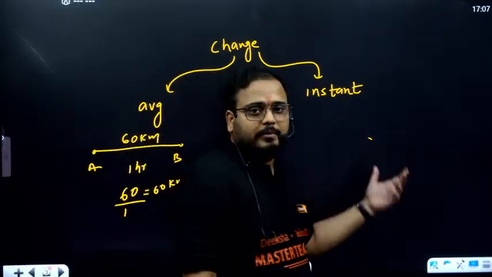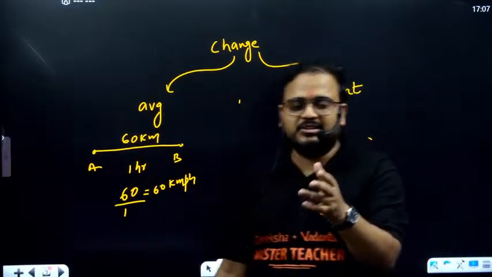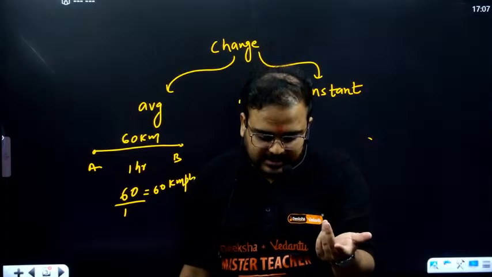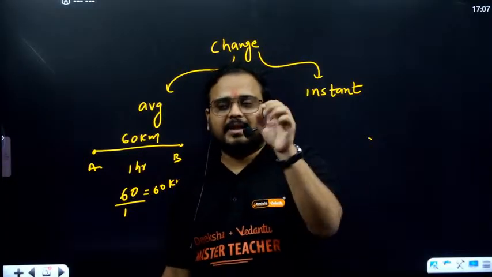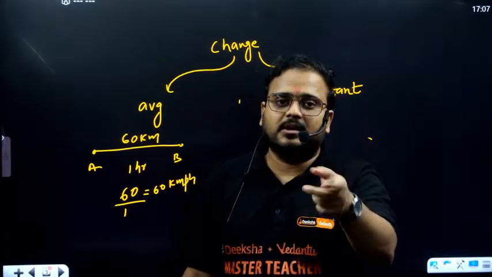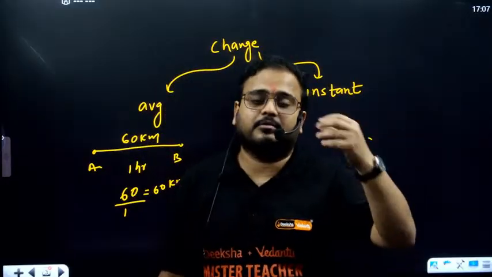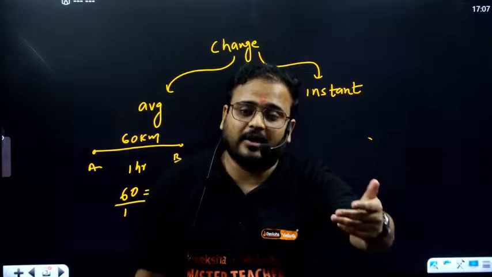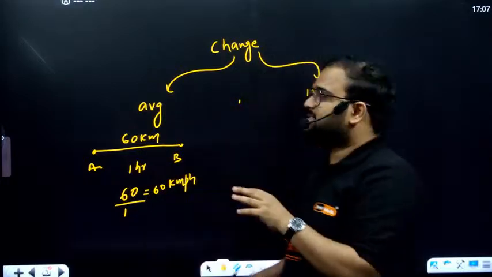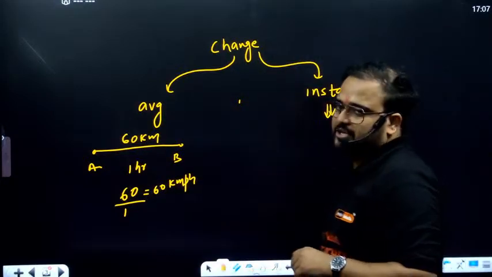If you look at the odometer, where the gauge is there, or you have digital odometers these days, at any given instant you'll find a speed. You might be driving at that instant at 85 kilometers per hour. You might be driving in traffic at 20 kilometers per hour. So this keeps changing. That is the instant rate of change.